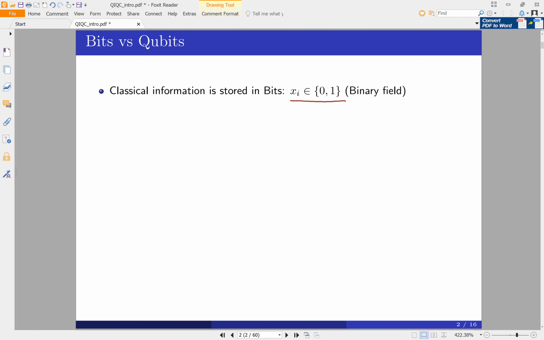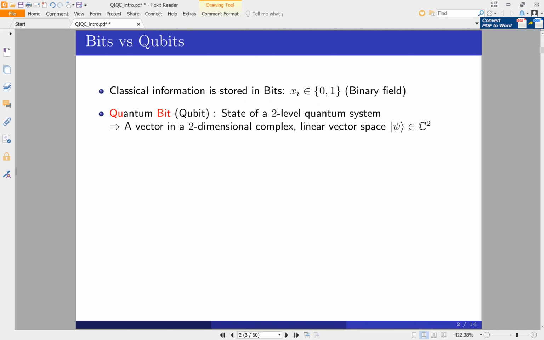What about a quantum bit or a qubit? A qubit is essentially a two-level quantum system. Therefore, the state of a qubit is a vector in a two-dimensional complex linear vector space. You've already seen in your earlier lectures that such a space is typically denoted as C2, and the state of a qubit is any vector in a two-dimensional complex linear vector space.